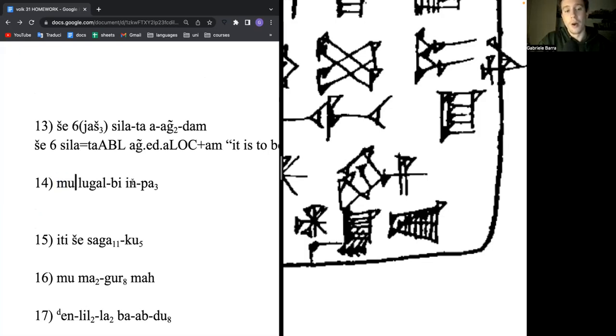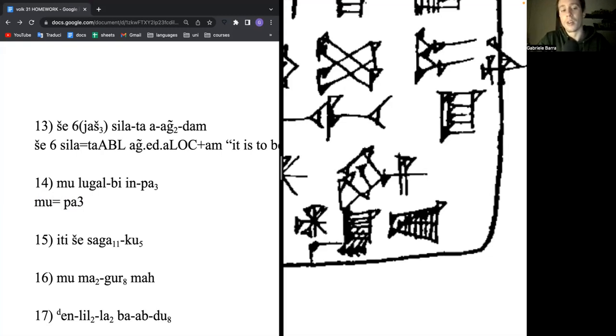So the verb here is mupa, which means to swear. So lugal, be. You guys following me? Okay. So we have another compound verb, mu and then pa3. Alone, pa is to show, and mu is a name. And together, they mean to swear on.